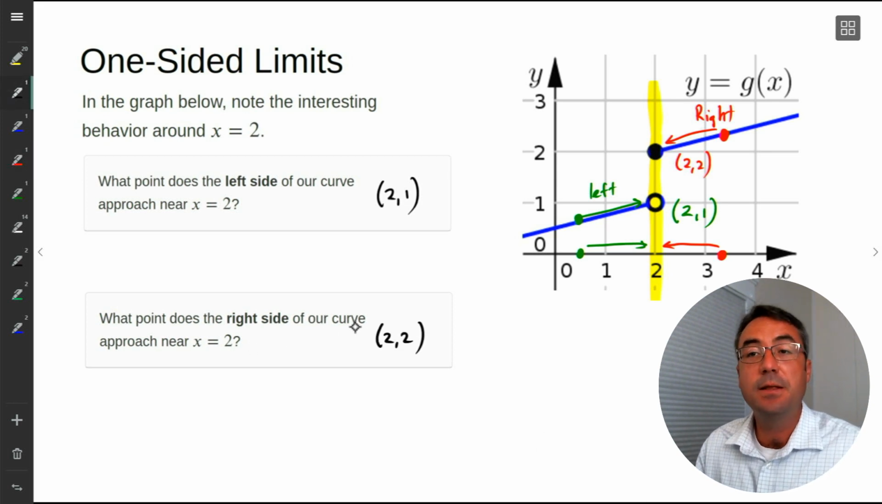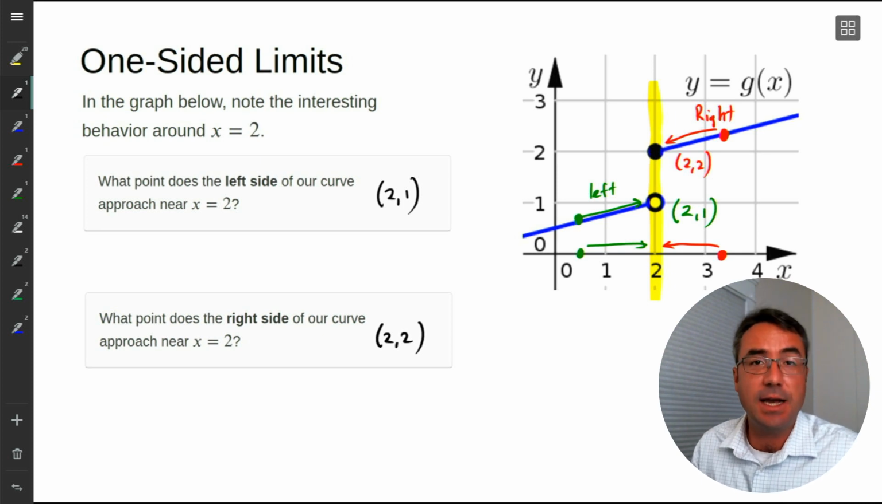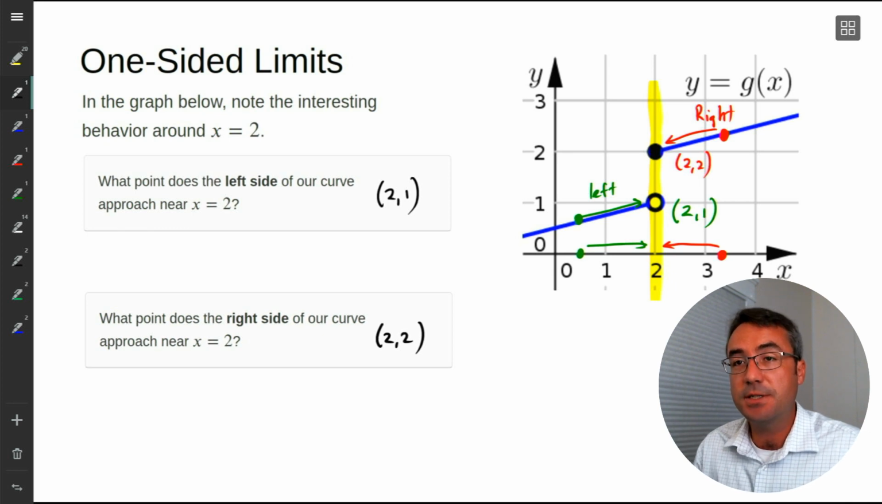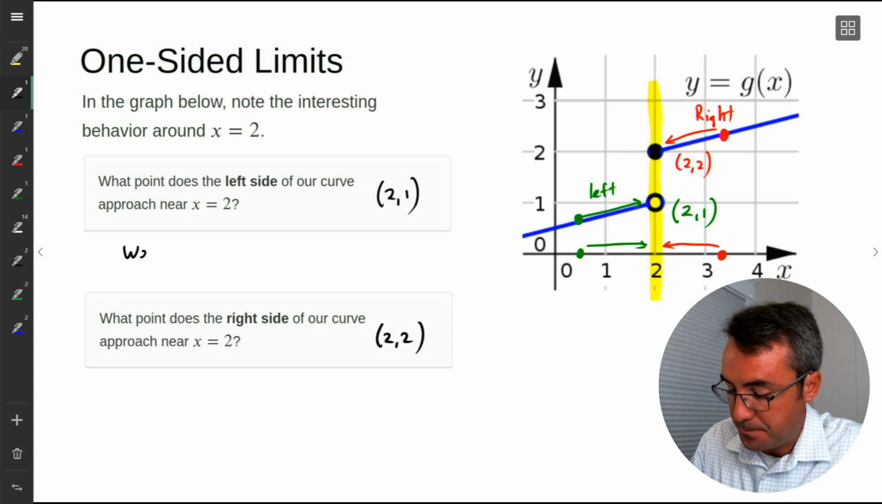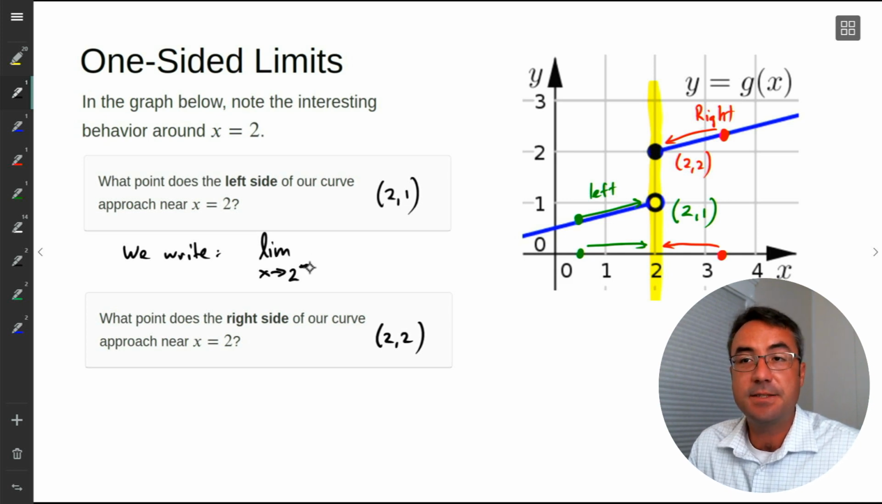So on the right side, it looks like our curve is getting closer and closer to this point. And so we want some way to notationally talk about the left side and the right side. And as we're going to see, it's with limits, and in particular one-sided limits. So for this left side notation, what we're going to write is the limit as x approaches 2, and then to indicate that it's the left side, we're going to put a little minus there.